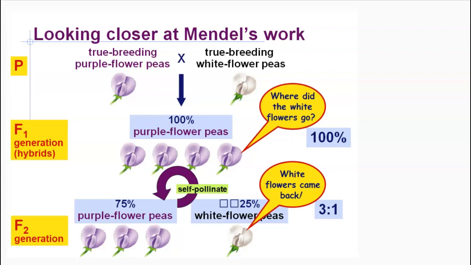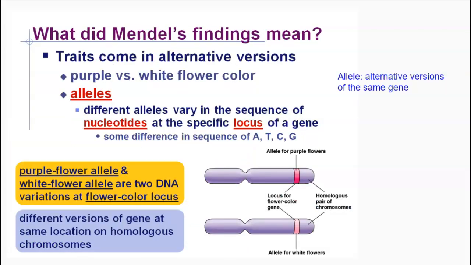So this made him think about a lot of things. Basically, what this means is that we've got different versions of traits. For pea plants, it's flower color, purple versus white. And this science word here is allele. It's an alternate version of the same gene.